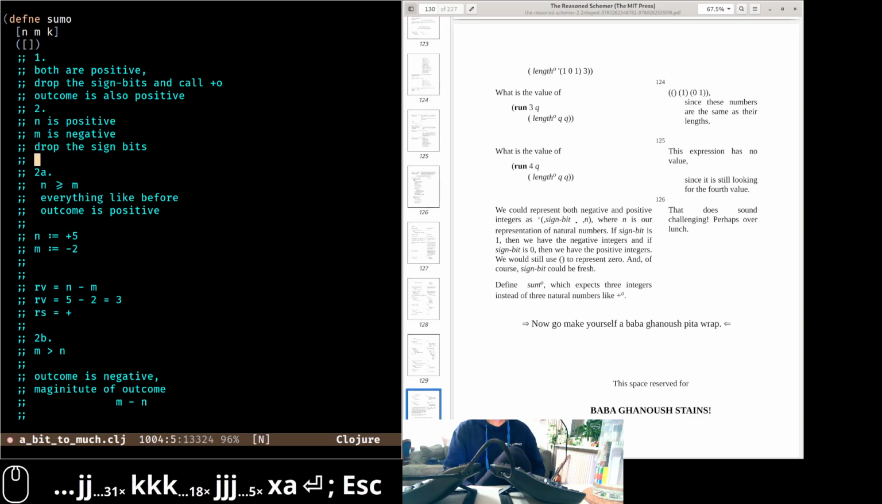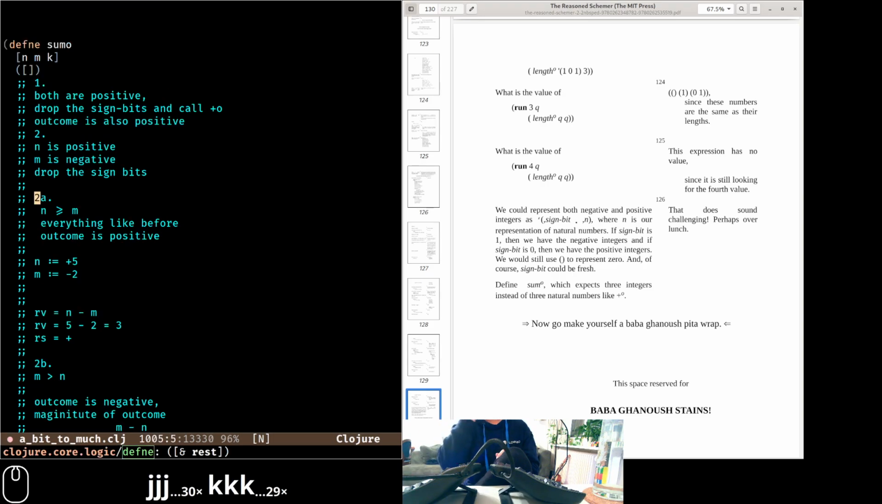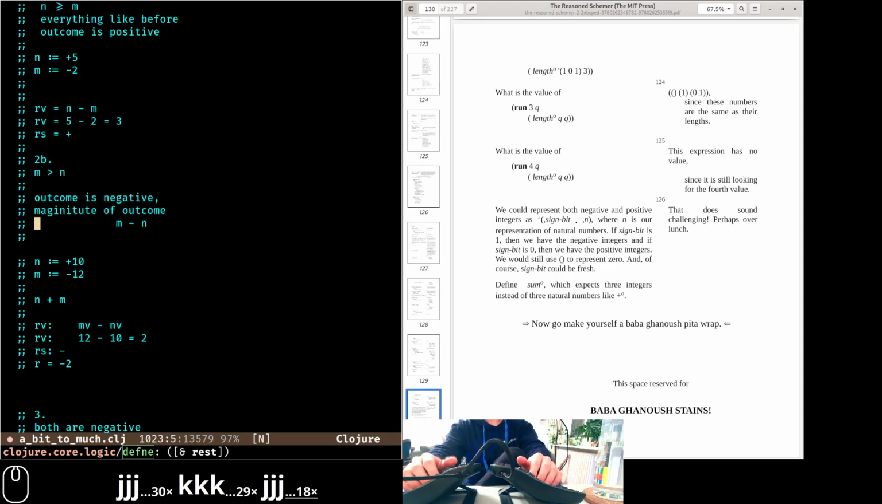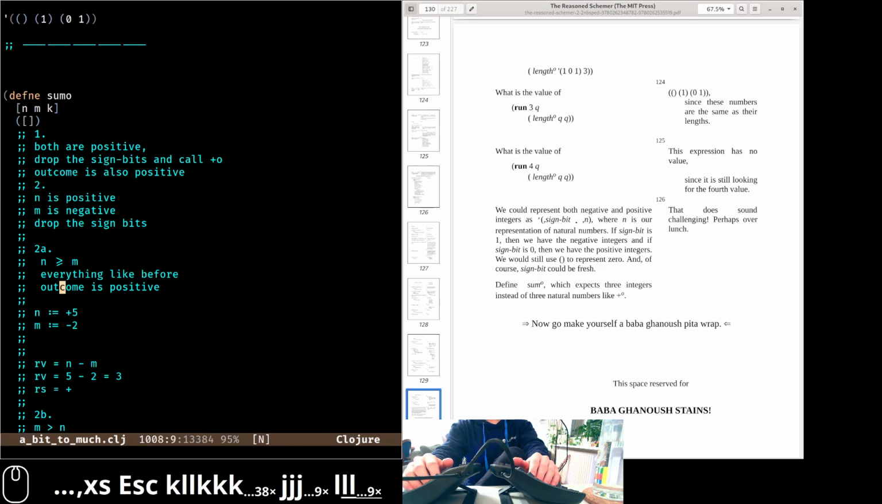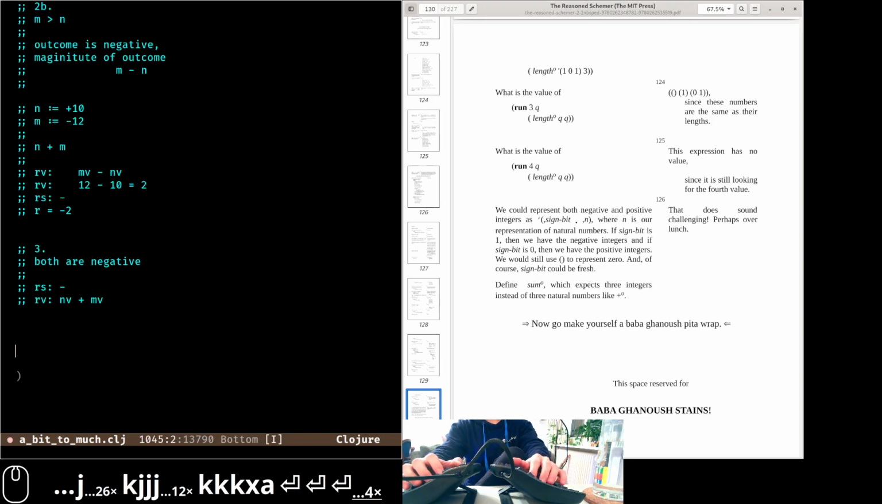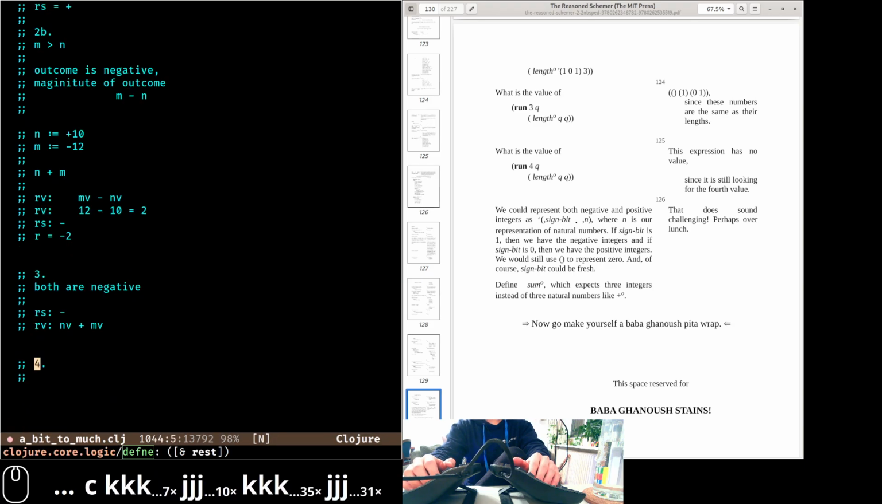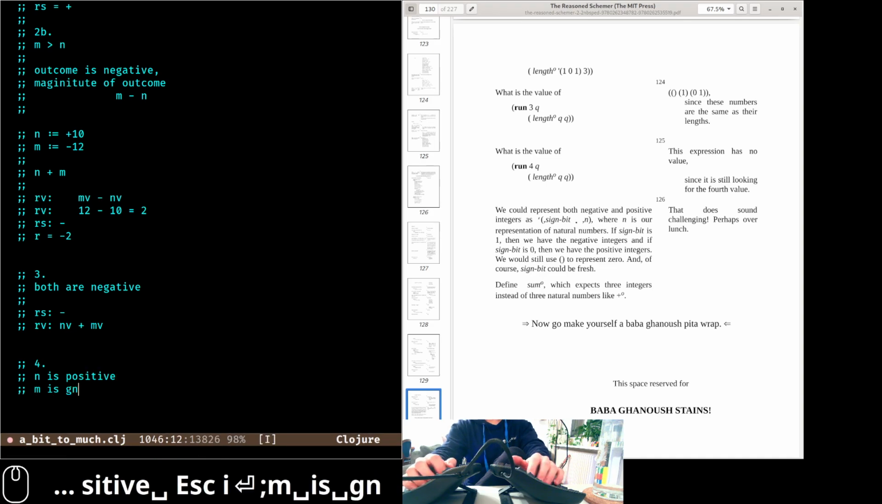Because the cases where they are both positive and both negative is easy. I just need to plus the two numbers and then use the sign. And for the cases with the mixed, there's more mixed cases. True. There's also the other mixed case where n is positive, m is negative.